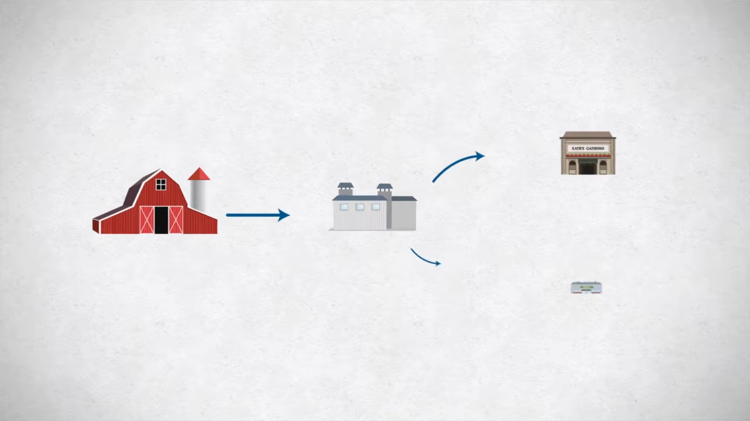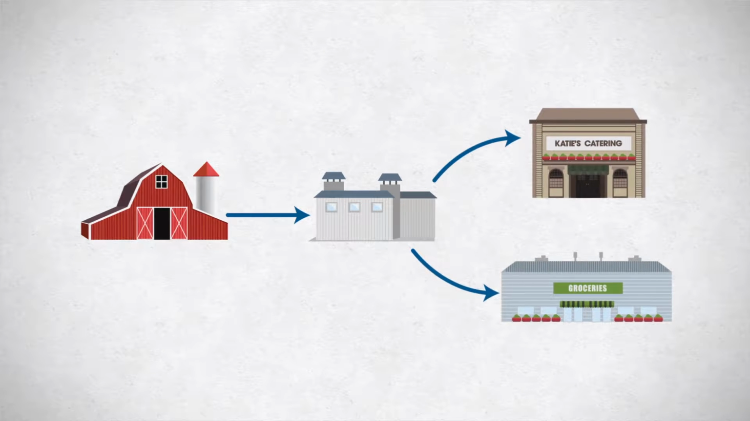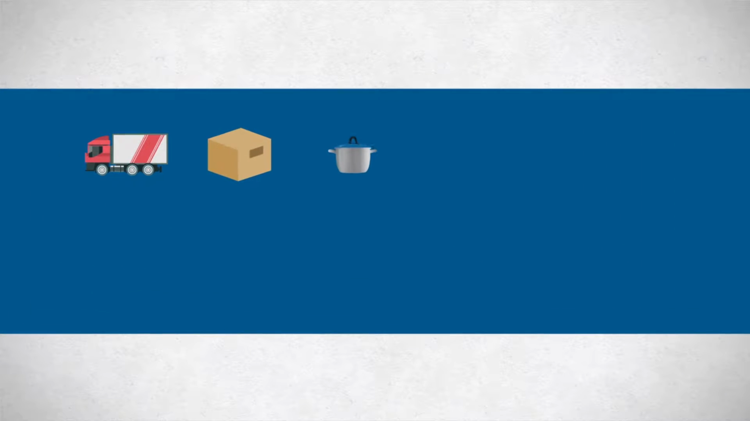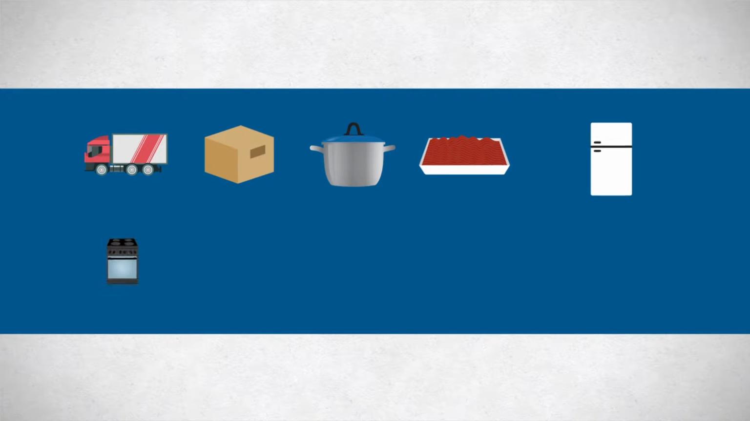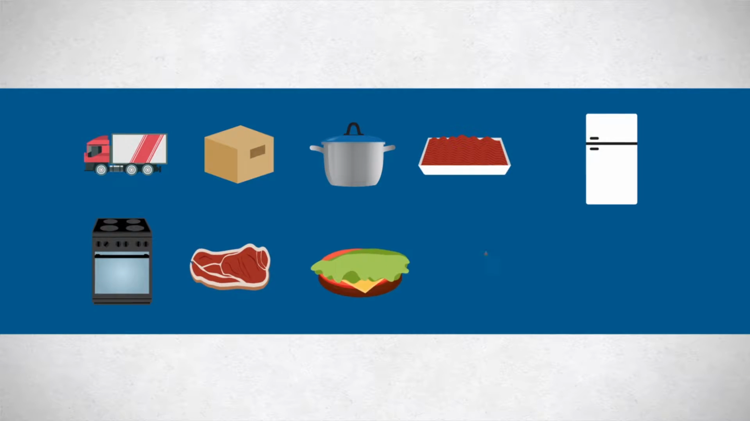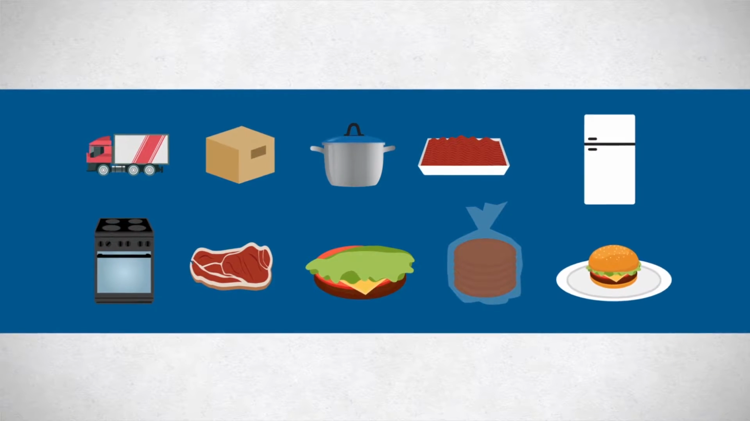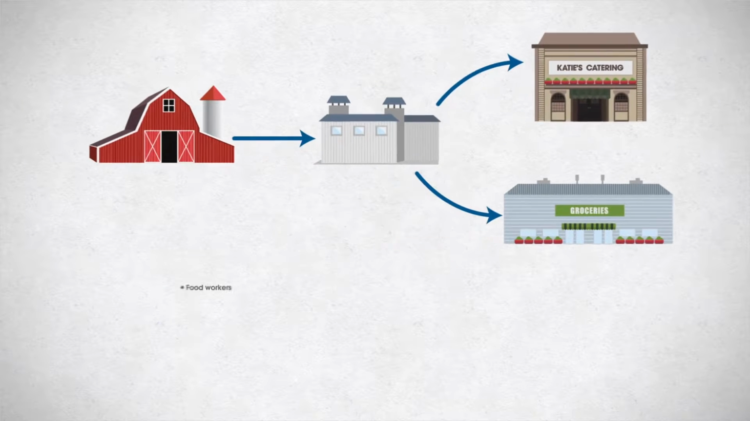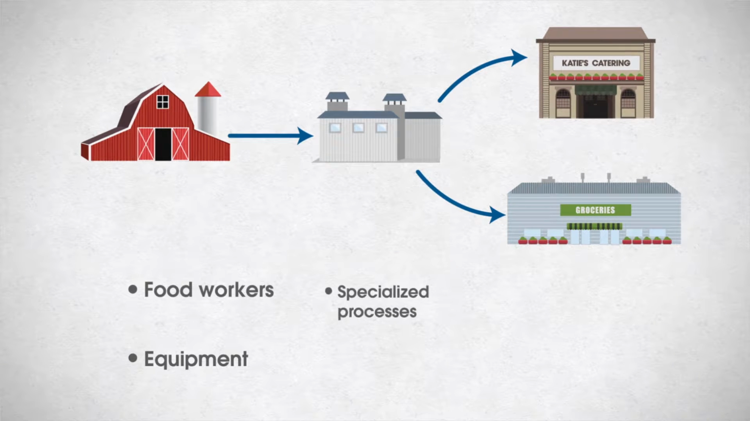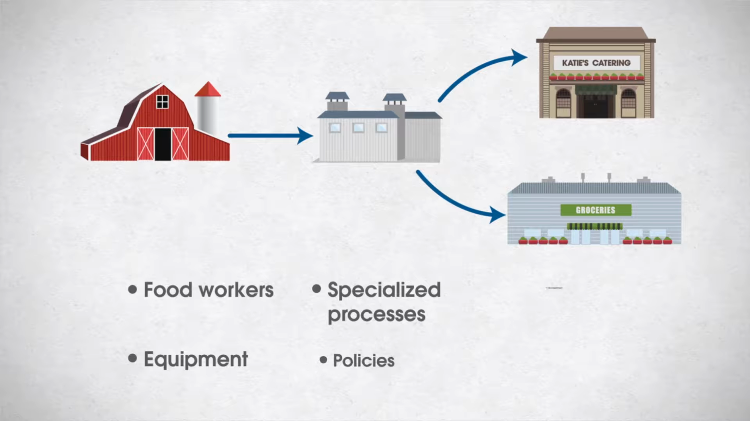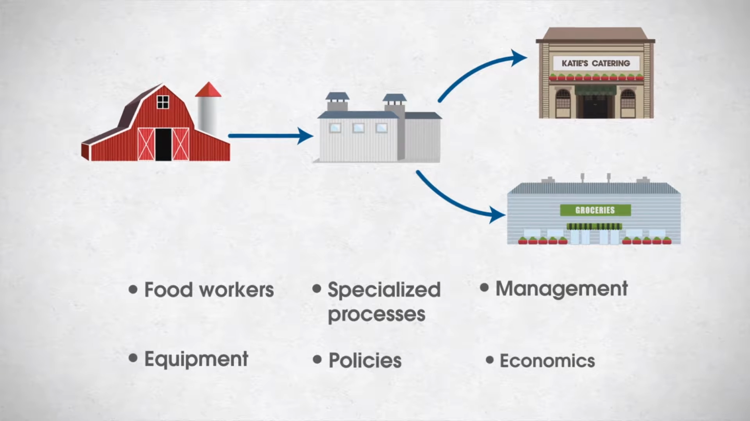The food safety system is a continuum that begins with food producers and ends with point-of-service establishments, such as grocery stores and restaurants. These food establishments are very dynamic systems. They receive, store, prepare, cook, cool, reheat, hold, assemble, package, and serve food. These actions involve food workers, equipment, specialized processes, policies, management, and economics.